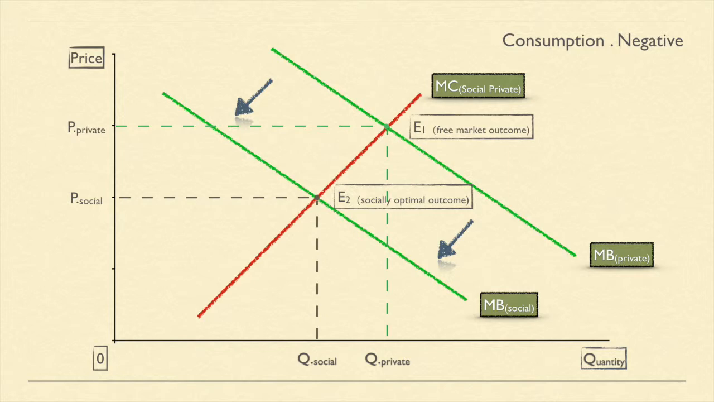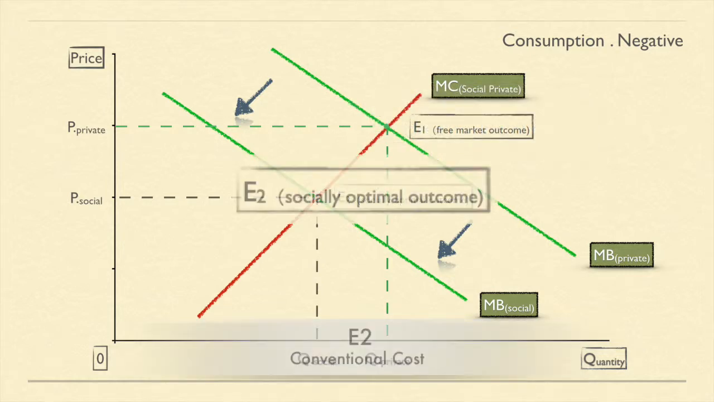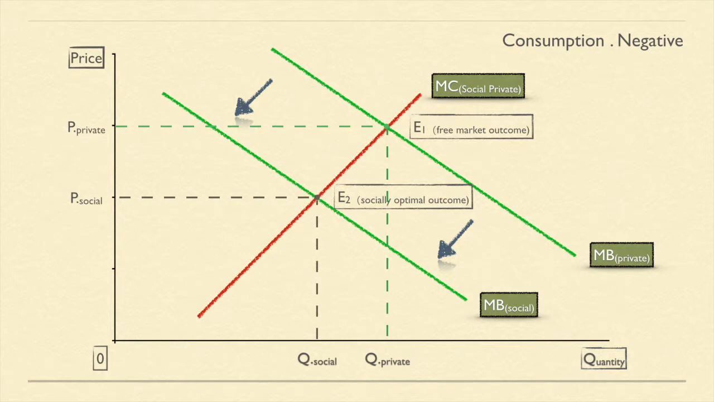At this point in the graph, E1 represents the costs, both environmental and monetary, associated with ozone depletion, while E2 represents the conventional costs associated with buying refrigerants, such as maintenance and electricity.